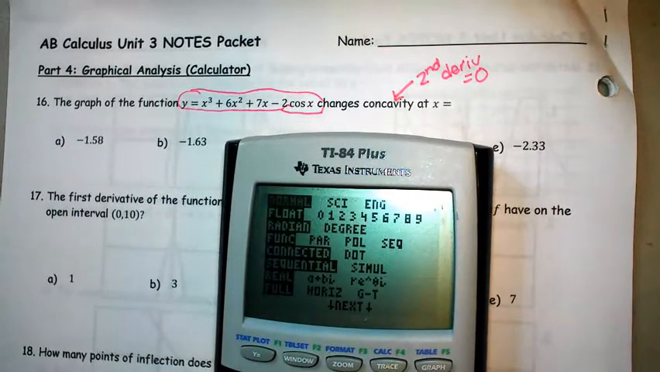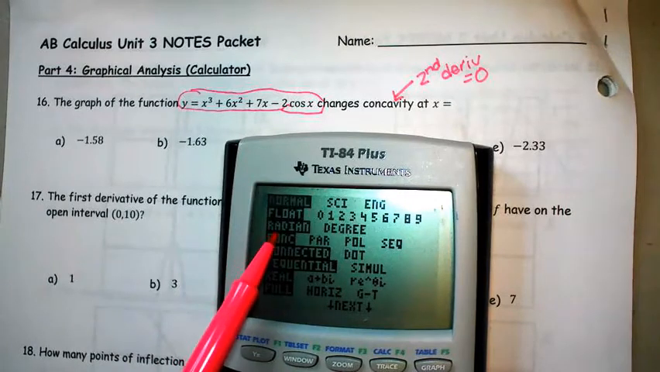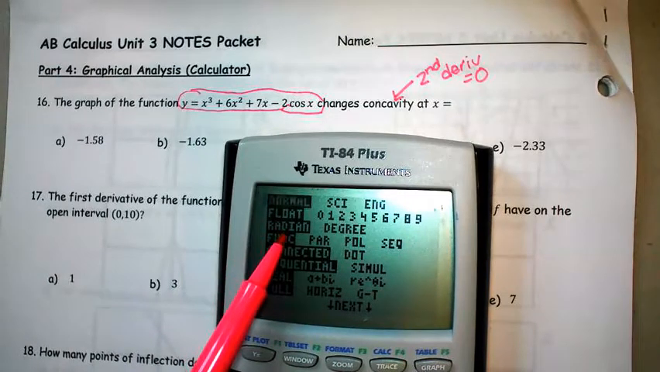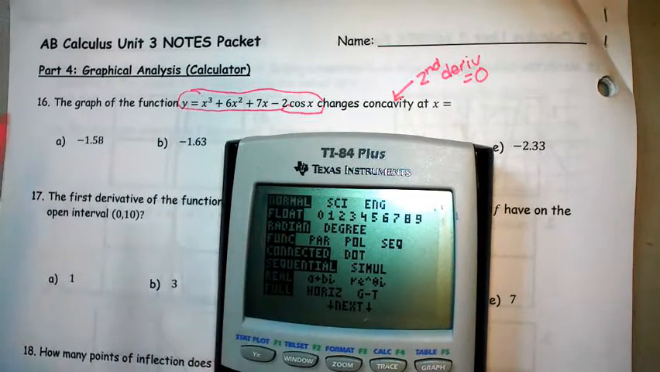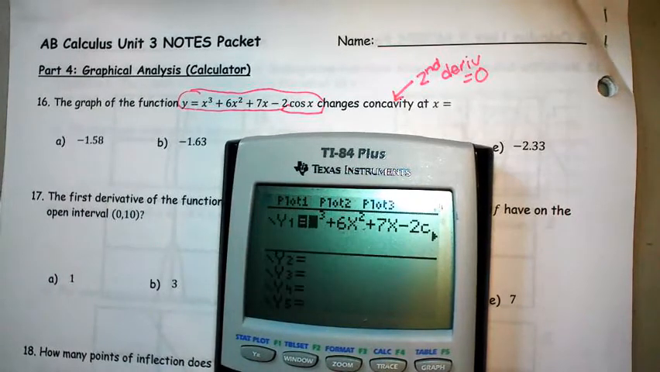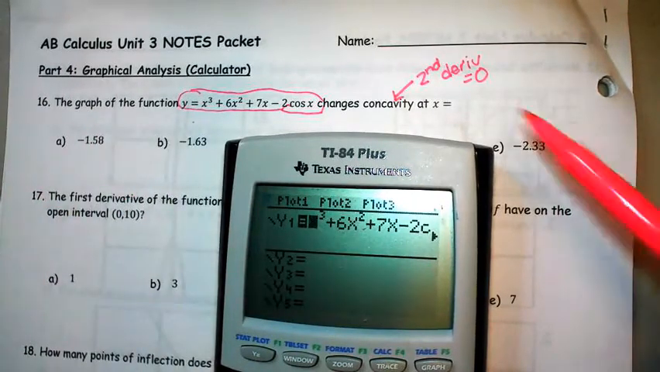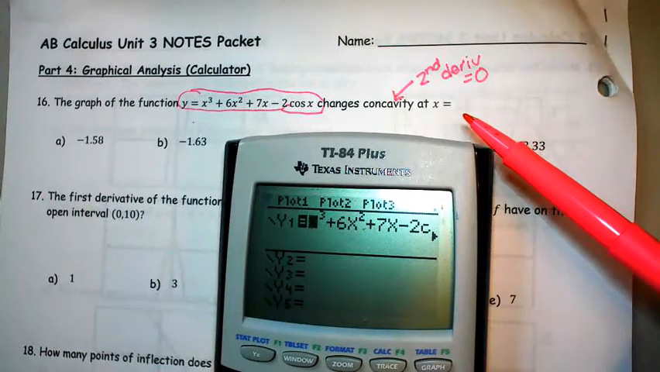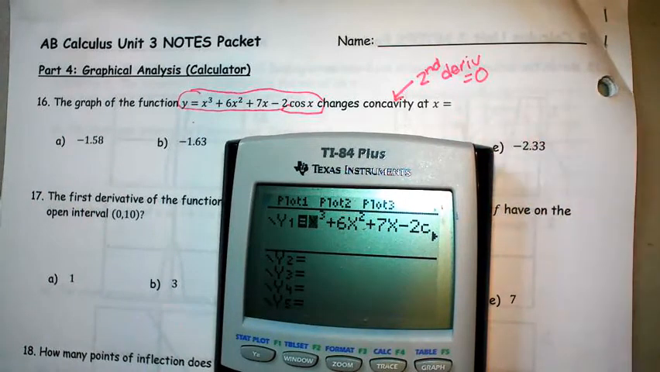Just a reminder that your mode should always be in radians for calculus. So just make sure that your mode is in radians. And then problem 16 says the graph of this function changes concavity at x equals where? So as soon as I see concavity, I know I want to be looking at my second derivative.